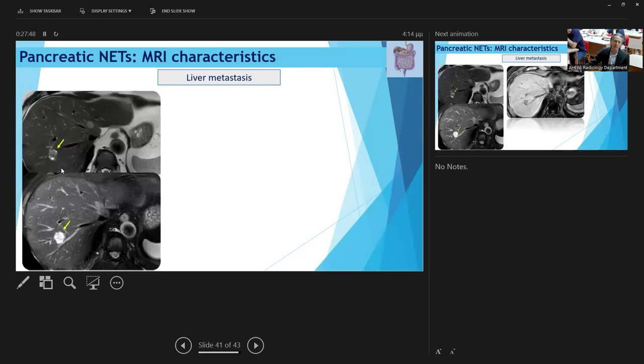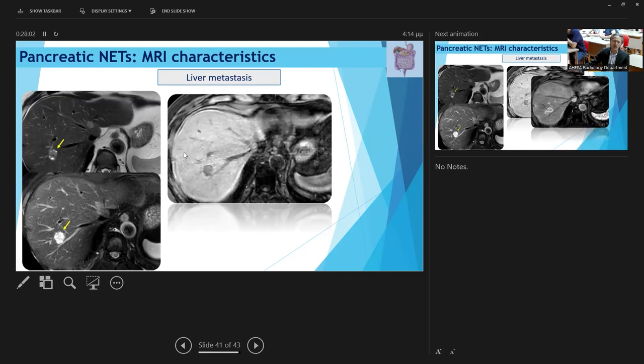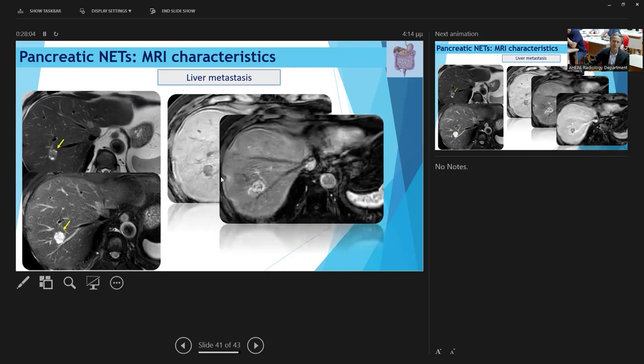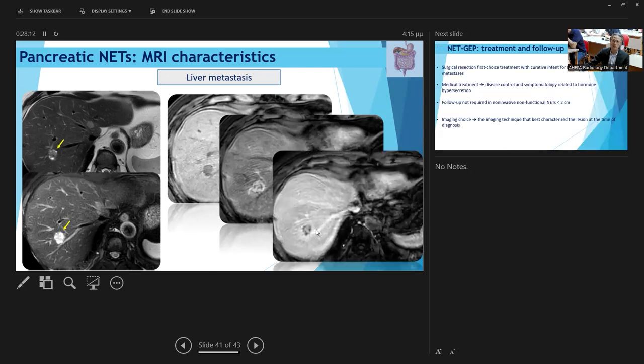Another example of a metastatic lesion that presents some cystic component in line with the primary tumor, that is really evident in the T2 weighted sequences, both with and without fat saturation. And again, after the contrast agent administration, the cystic neuroendocrine metastasis presents a hypervascularization in arterial phase and a necrotic component in portal venous phase.